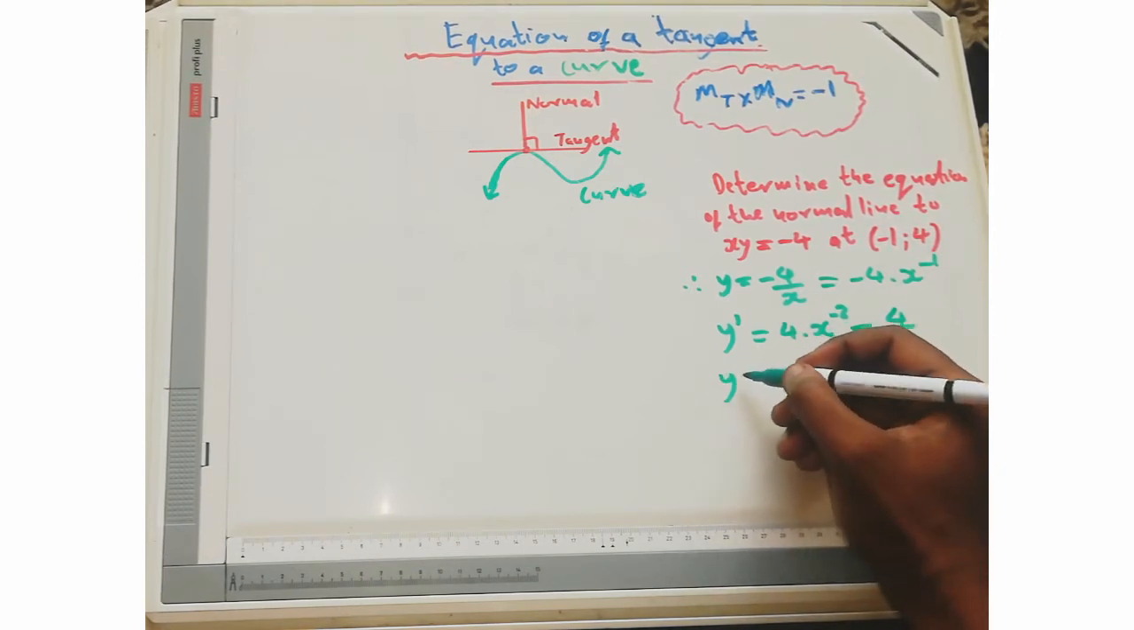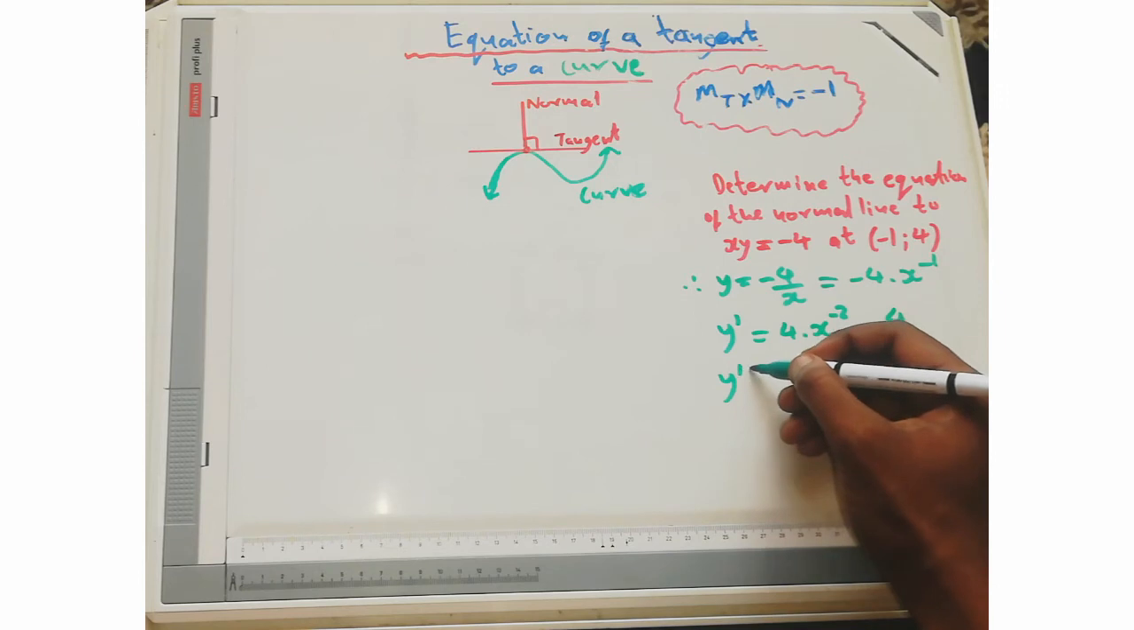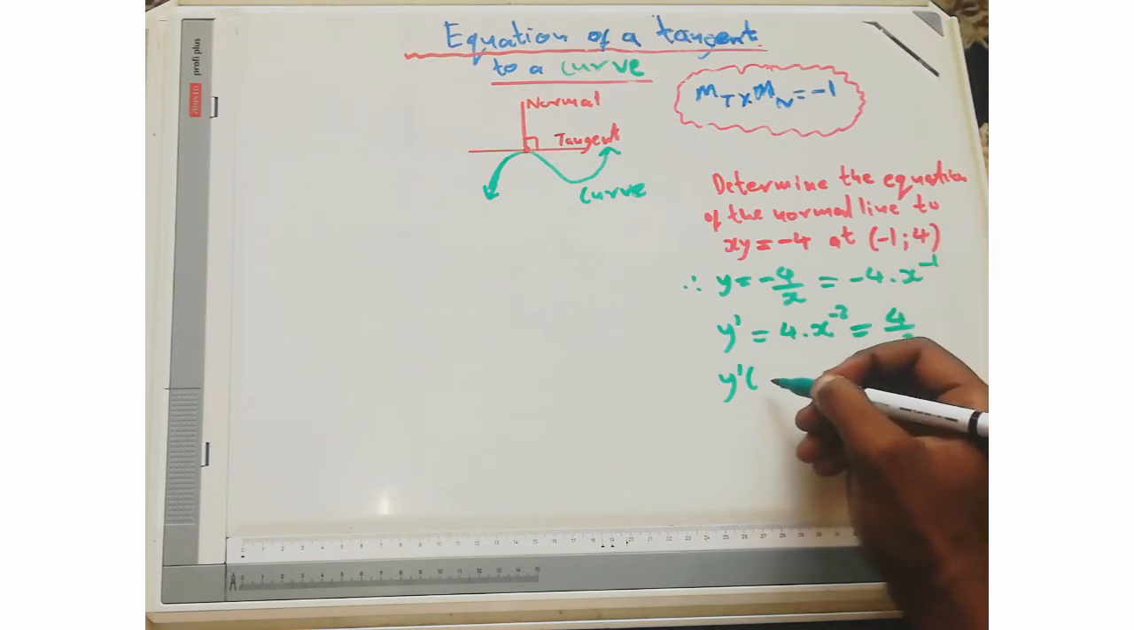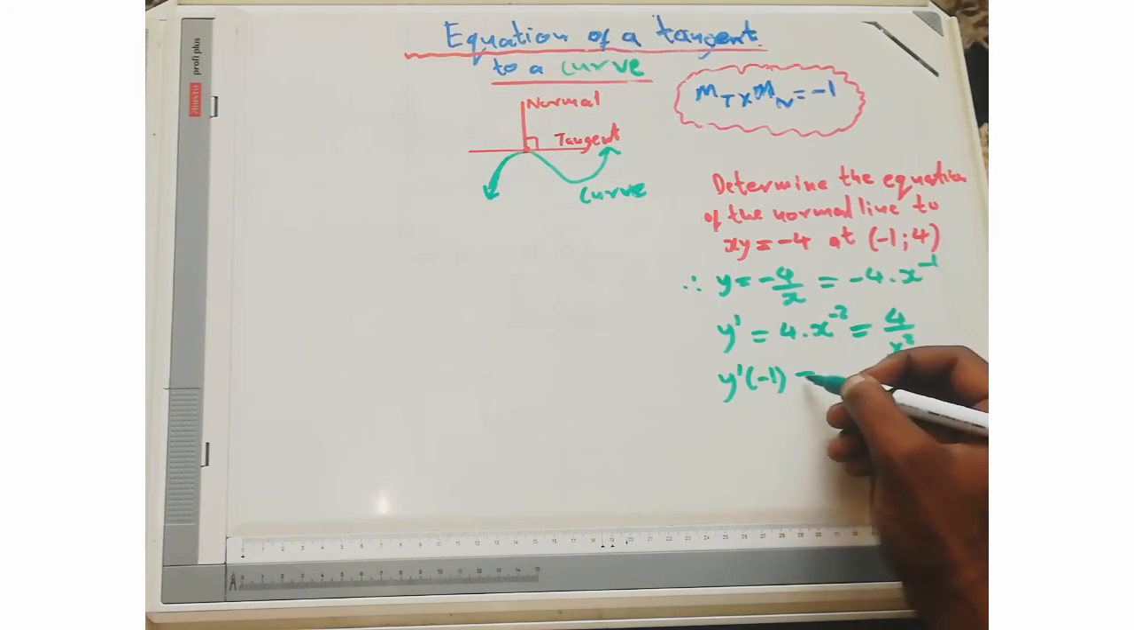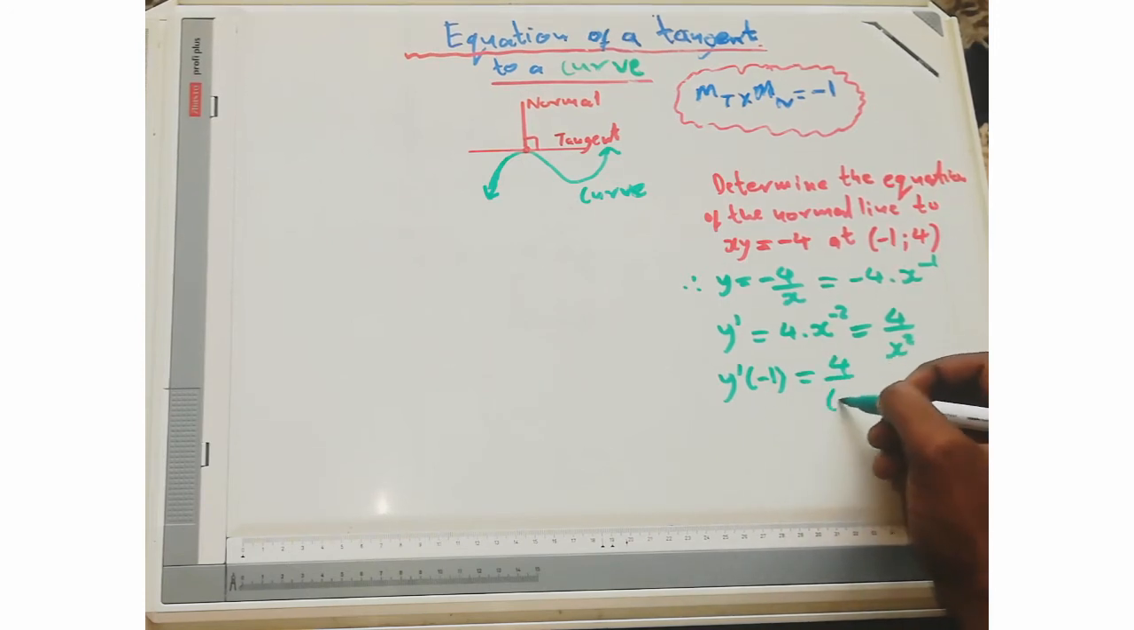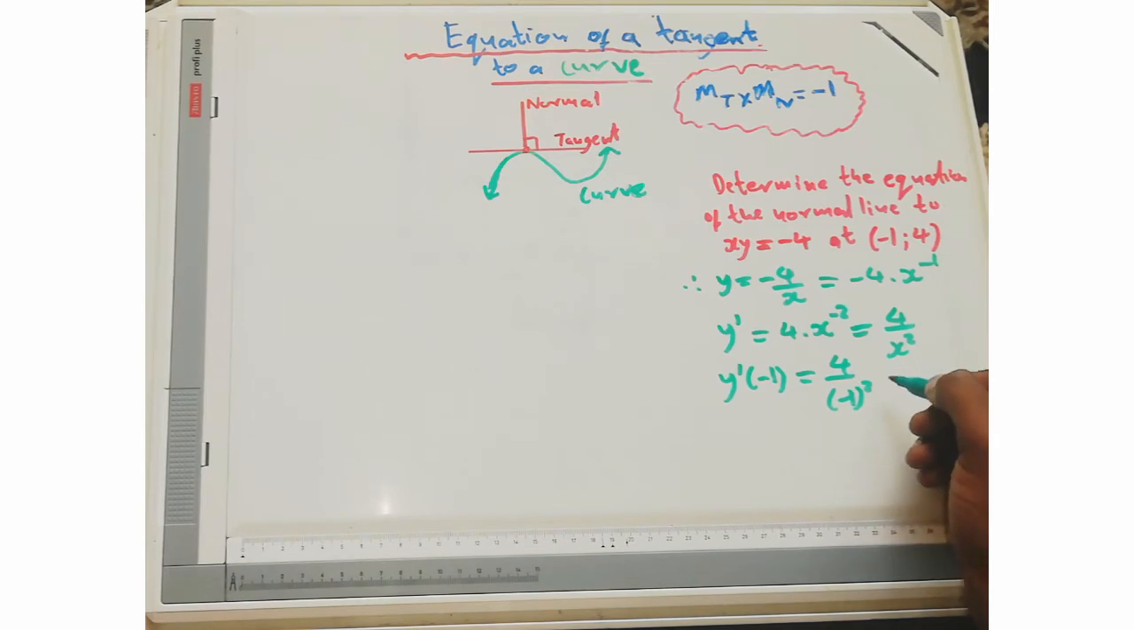So then it's time for you to get your gradient. So your gradient is going to be your derivative at what? At x is equal to -1. So here you'll have 4 over (-1) all squared, which will give you 4.